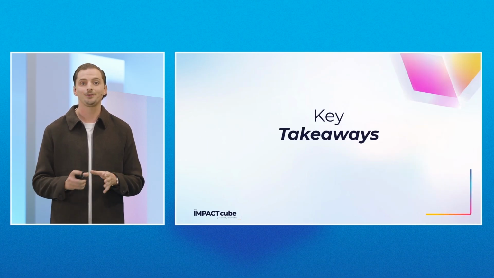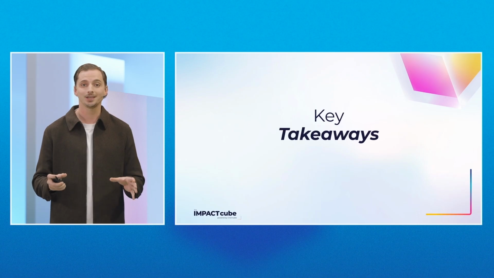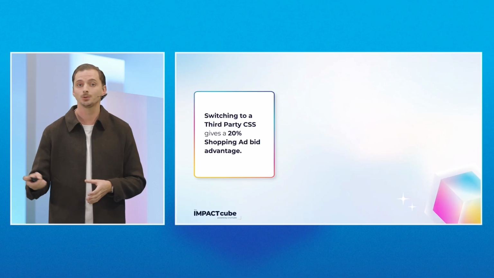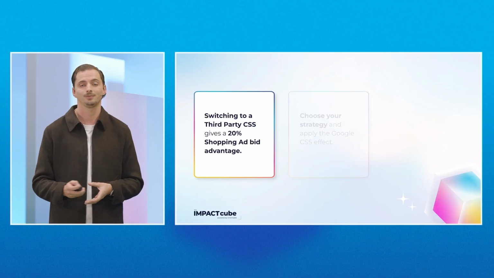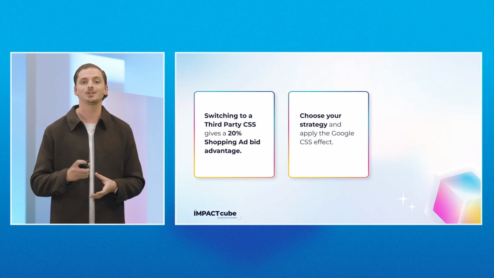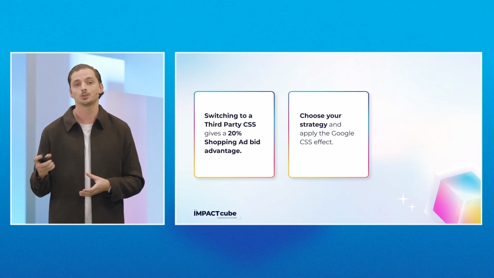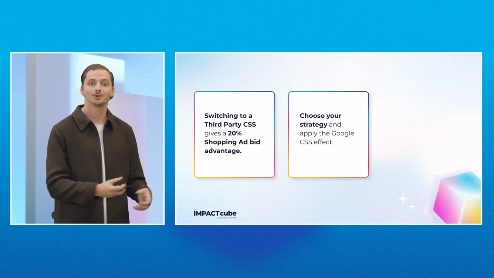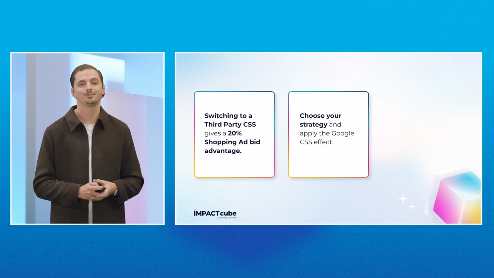So, if you had to walk away with just 3 things from this talk, here's what will make the biggest difference for your shopping ads. Switch to a third-party CSS to get a 20% shopping ads bidding advantage, plus potential for better feed tools and support. Decide your position on the S-curve and your goal with switching to a CSS partner. More profitability or more volume.